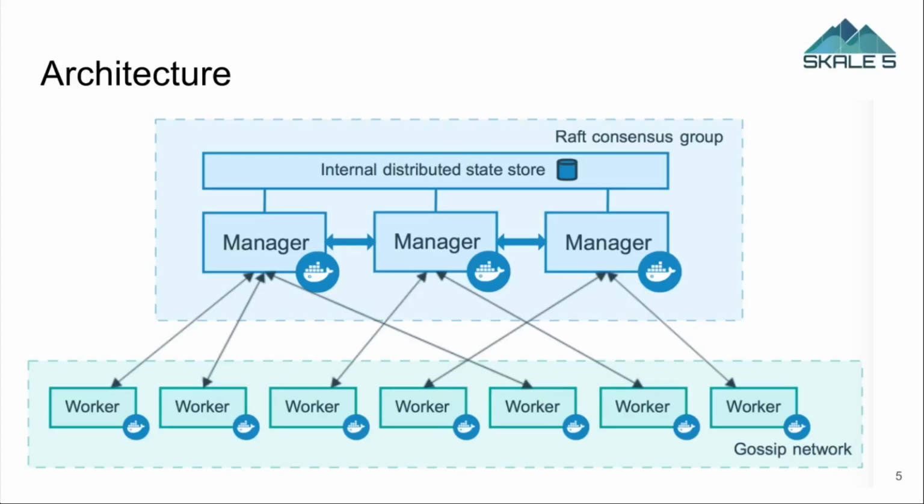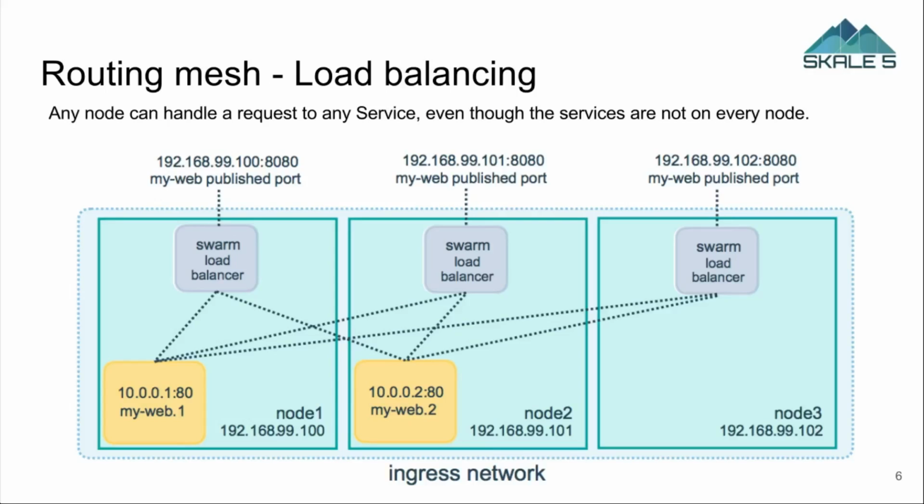So this is a quick overview of the architecture behind Docker Swarm. You can have multiple manager nodes and one of them is going to be elected as the leader, and multiple worker nodes which will execute the necessary tasks ordered by the leader. So Docker Swarm allows for load balancing behind the scenes using what's called a routing mesh, which basically means that any node can handle a request to any service, even though the services are not on every node. So if you look closely at the diagram right here, you can see that if I call node 3 on its IP address, I am still redirected to one of the nodes that has a service I need running.